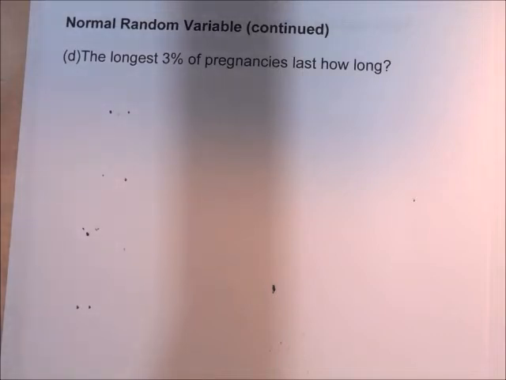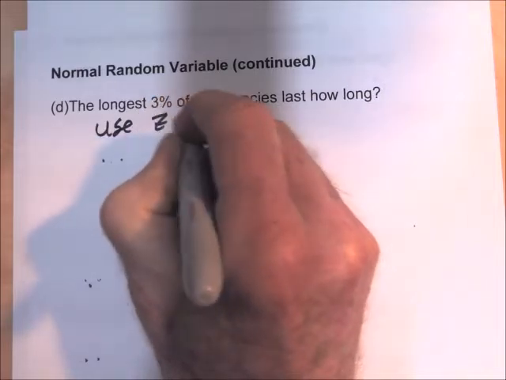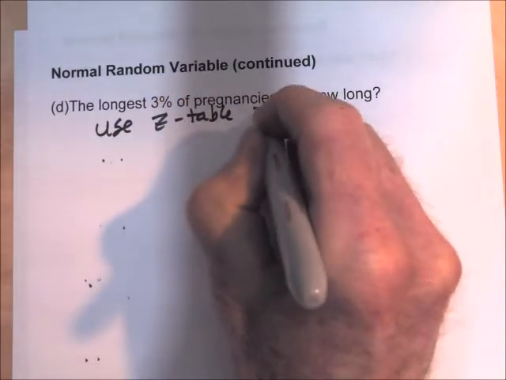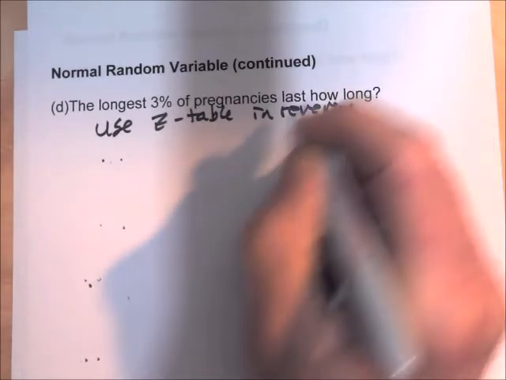The longest 3% of pregnancies last how long? So now, instead of giving a value of X or a Z-score, we're giving a probability or percentage. So we want to use the Z table in reverse.